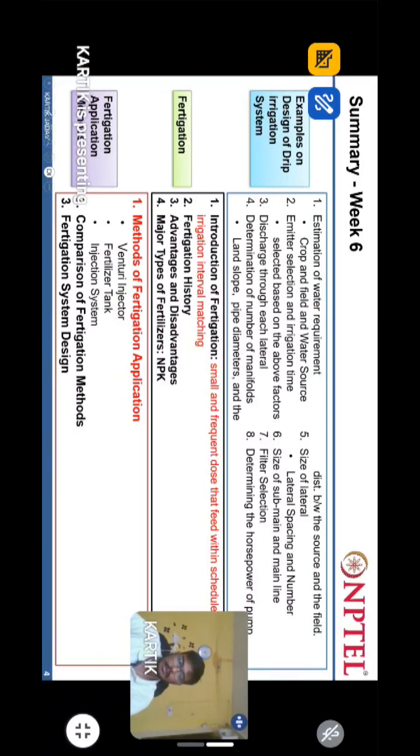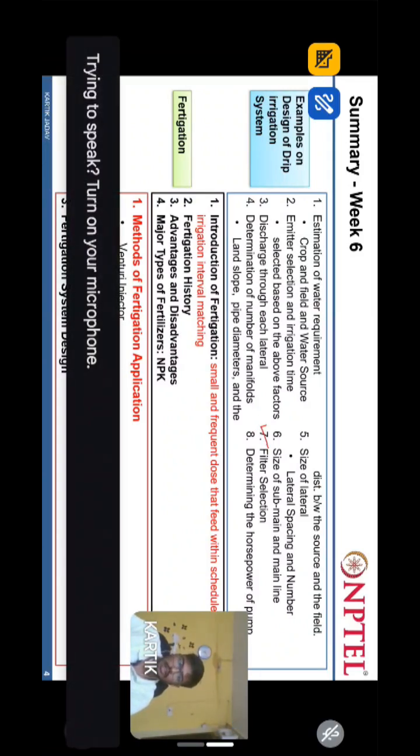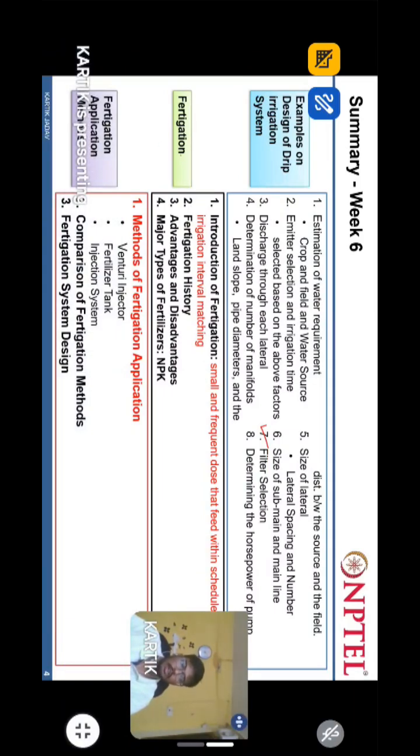Then the lateral is connected with the submain line and the submain is connected with the main line. So we dealt with all this. We already saw that, right? And we have also seen the filter selection based on the irrigation water quality, right? So in the next lecture, we started the introduction of the fertigation system. We understood the difference between fertilization and fertigation, then the history of fertigation.